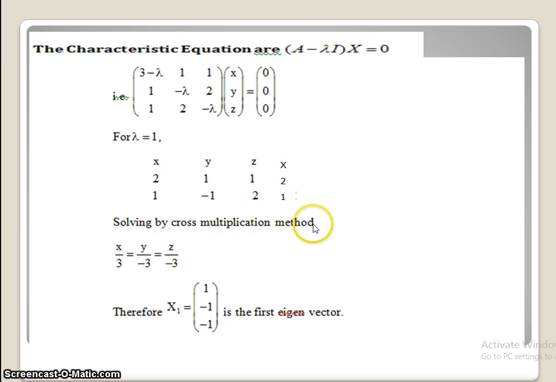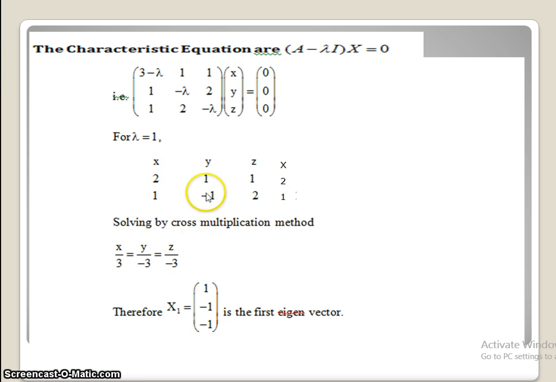By the cross multiplication rule, x, y, z, so x divided by, first we omit the x value. So 1 into 2 is 2, minus 1 into 1 is minus 1, that is plus 1, so we get 3. Next I take the y value, omit these, then multiply these two. So 1 into 1 is 1, this one is minus 4, so we get minus 3. Next the z value: 2 into minus 1 is minus 2, 1 into 1 is minus 1, so we get minus 3.